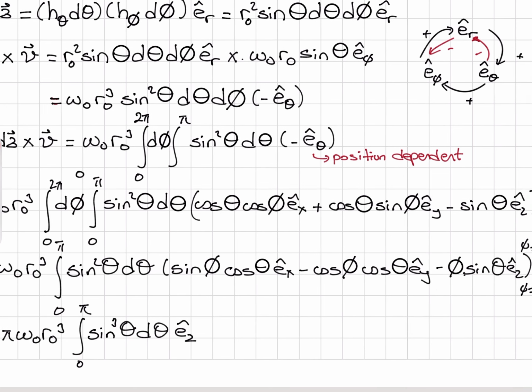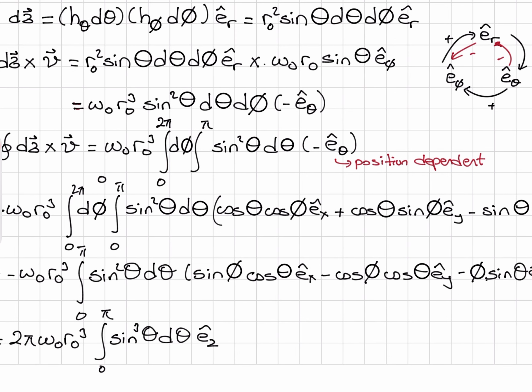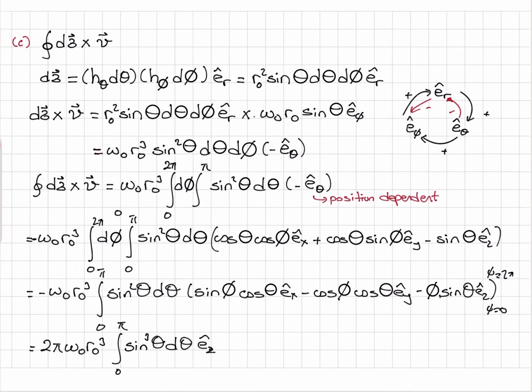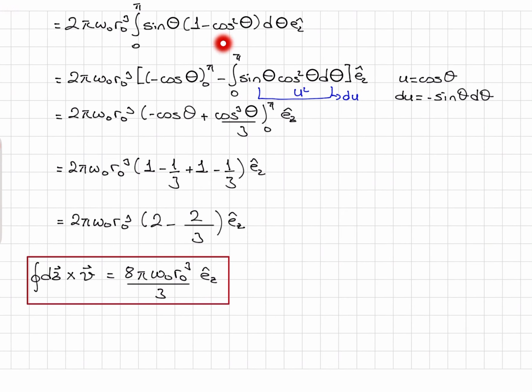So that's here. So we obtain 2 pi omega 0 r0 cube integral 0 to pi sine cube theta d theta in ez hat direction. It's important to note that you have a position-dependent unit vector here. That's the key point in this problem. Integral of sine cube theta is pretty standard. We can substitute for sine squared theta 1 minus cosine squared theta, and then do this u is equal to cosine theta substitution, and we can easily find the answer for this integral, and this allows us to write our final answer, 8 pi omega 0 r0 cube over 3 ez hat.